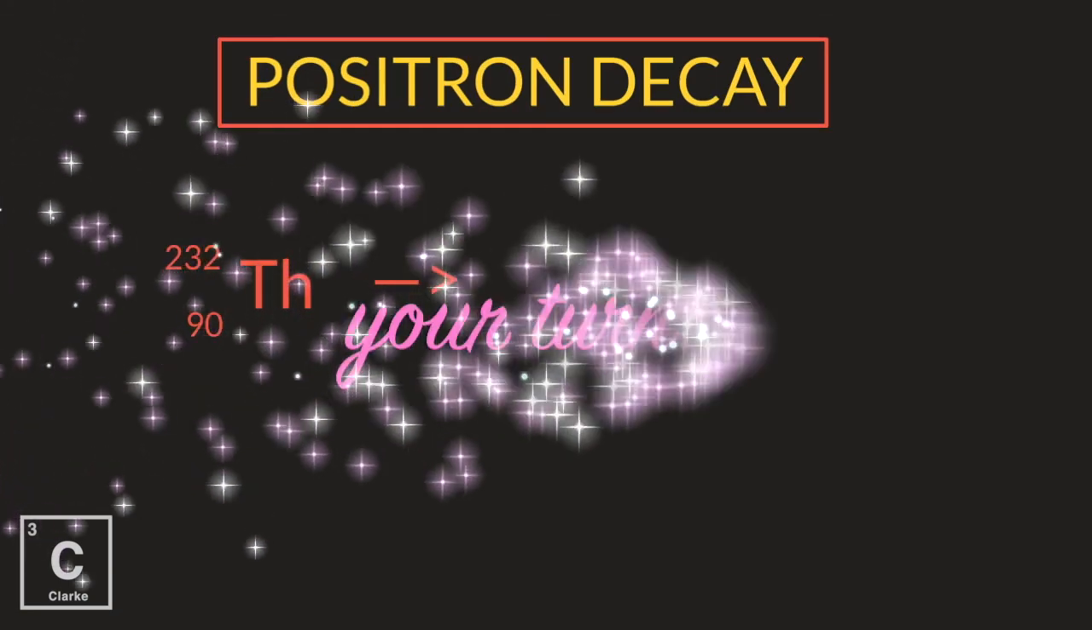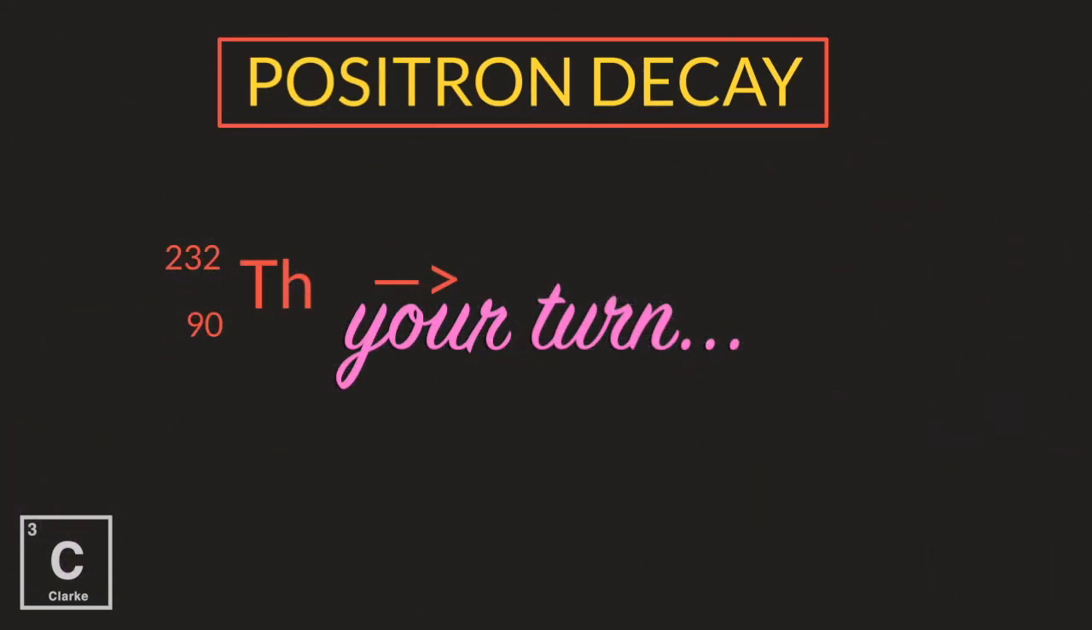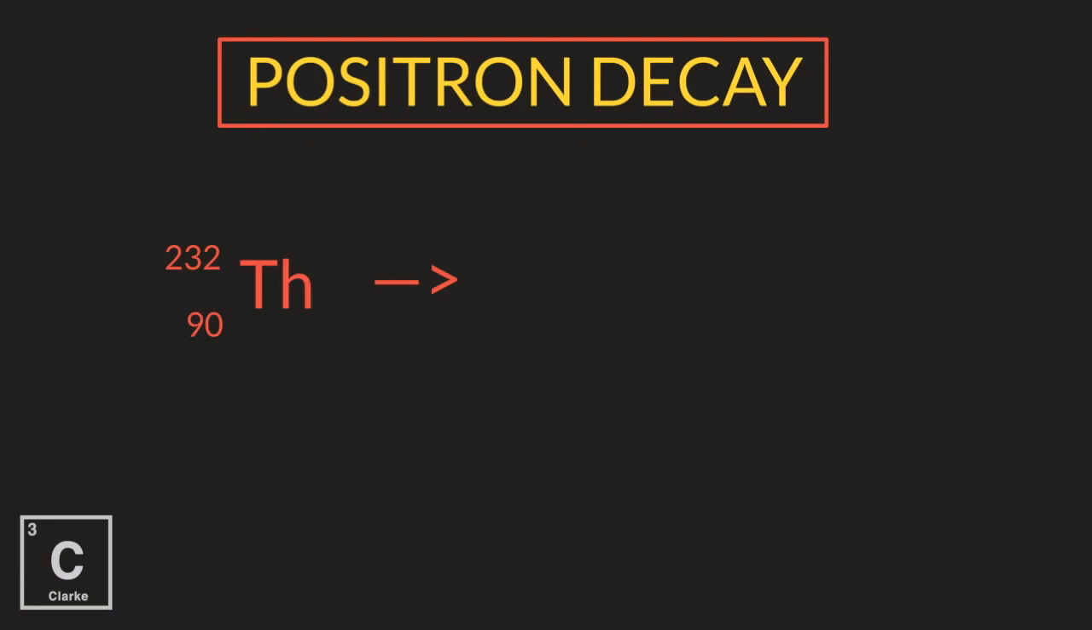I want you to pause this, work this one on your own, and then come back. Okay, so we started with thorium 232. We're going to shoot out a positron. For positron decay, our atomic number is going to decrease by 1. Our mass number stays the same because a proton turned into a neutron, mass stays the same. Let's look at number 89 on the periodic table, and that is actinium. So thorium 232, after going through positron decay, decays into actinium 232.